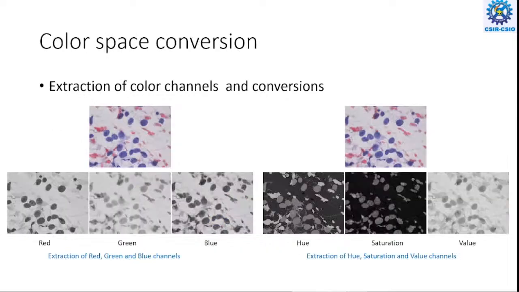Another representation of the same image in the form of red, green, and blue is shown here. On the left half, that same color image is shown in the red, green, and blue channels respectively. On the other half, for the same image, we are showing the hue, saturation, and value. Value is similar to the intensity of the image. So these channels are used for extraction of different information from the image.